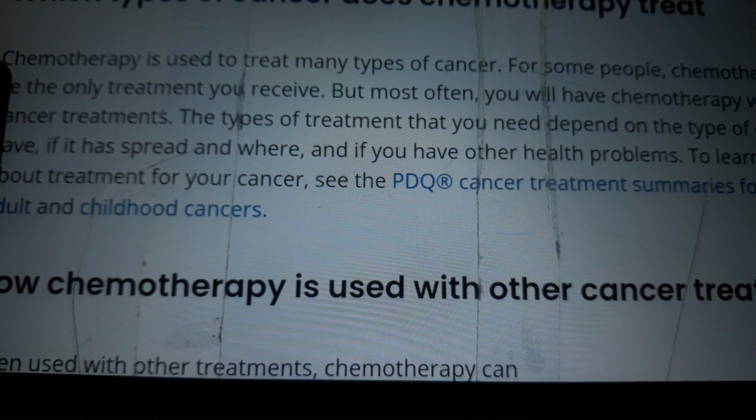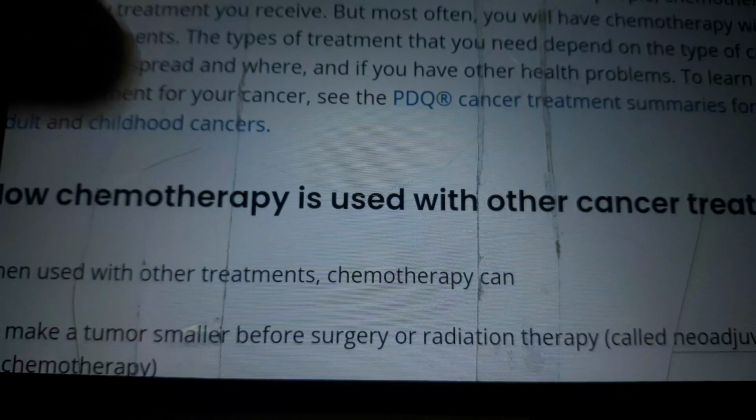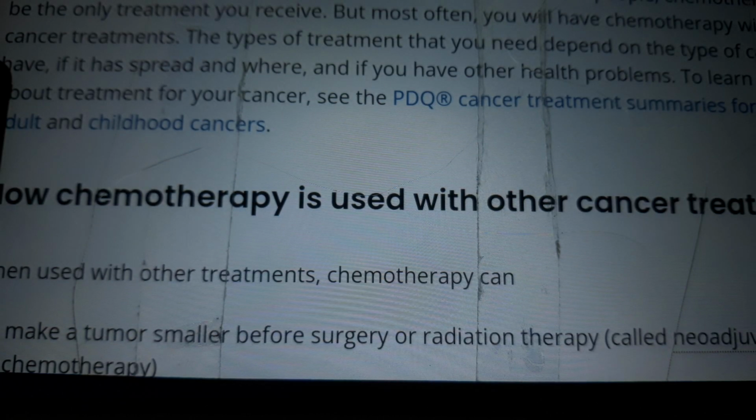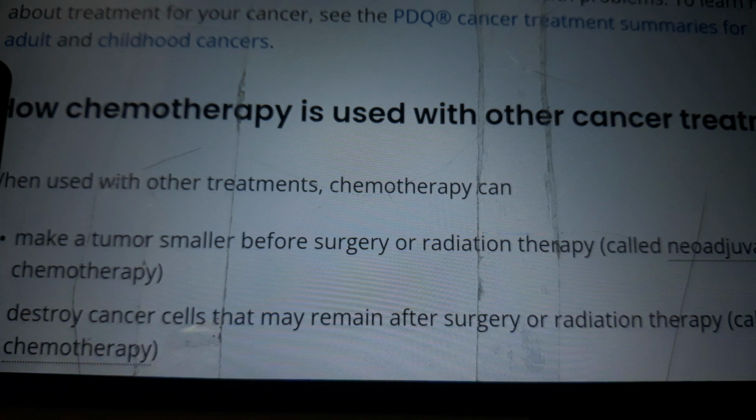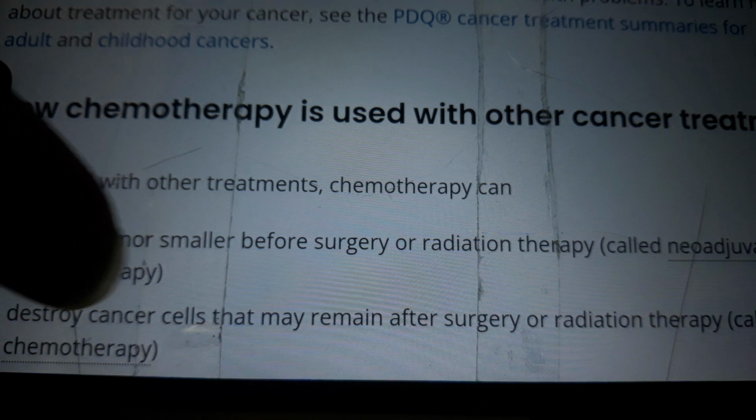Which types of cancer does chemotherapy treat? Chemotherapy is used to treat many types of cancer. For some people, chemotherapy may be the only treatment you receive, but most often you will have chemotherapy with other cancer treatments. The types of treatment that you need depend on the type of cancer you have, if it has spread and where, and if you have any other health problems. To learn more about treatments for your cancer, see the PDQ cancer treatment summaries for adult and childhood cancers.